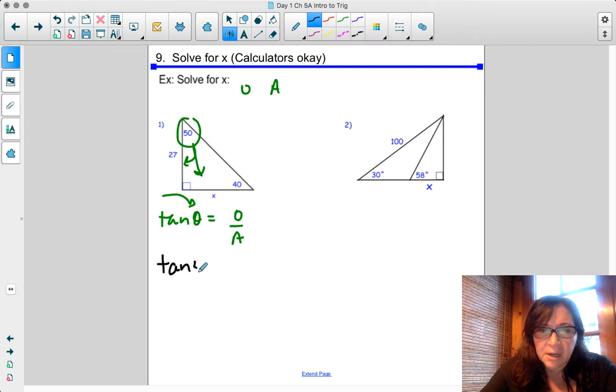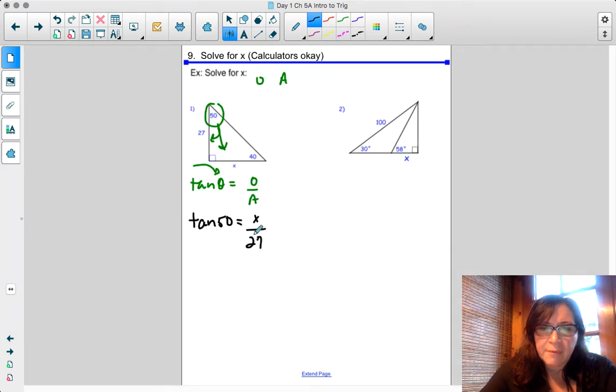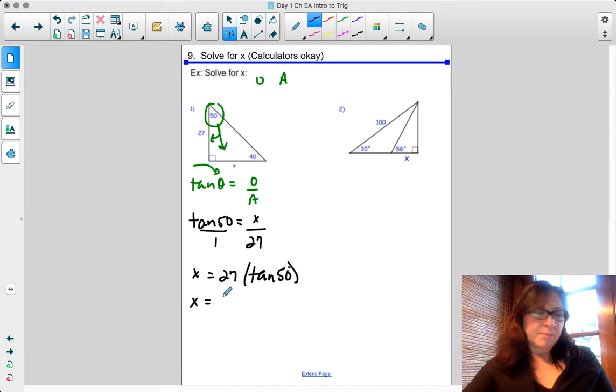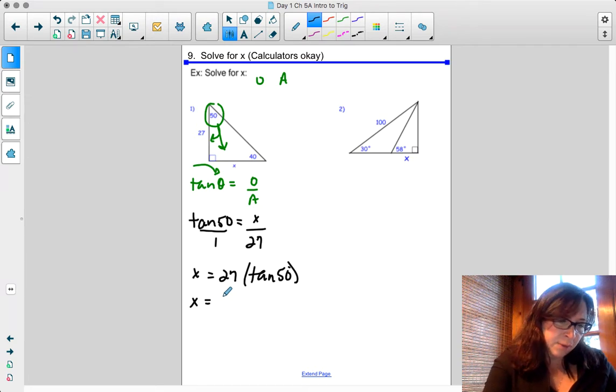So we have tangent of 50 degrees is equal to the opposite side over the adjacent side, okay? And so I'm going to cross multiply, and I get x is equal to 27 times whatever tangent of 50 degrees is. Something to remember, and that is to please make sure that your calculator is in degree mode when you're working with degrees. So I'm going to go tangent of 50, and I'm going to multiply that by 27, and I'm going to get approximately 32.2.